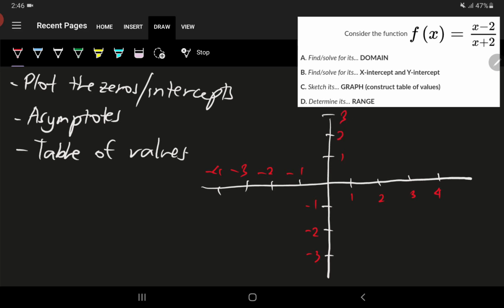Number one, dear students, let's plot the intercepts for this given problem. According to our previous example and solutions, the x-intercept is equal to positive 2, and the y-intercept is equal to negative 1. So let's try to plot all of those points. We have this point for the x-intercept, and we have this negative 1 for the y-intercept. Next step is to locate or place all of our asymptotes. Now, for the given asymptotes, dear students, our vertical asymptote.